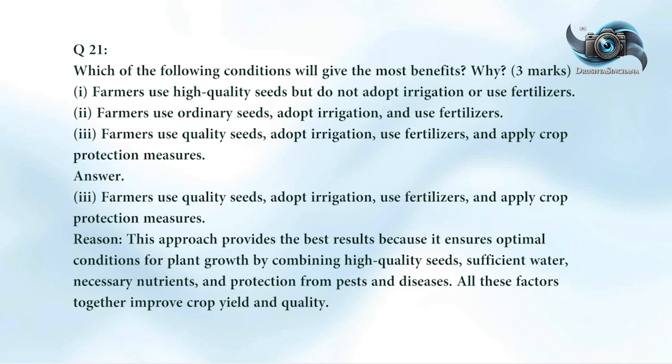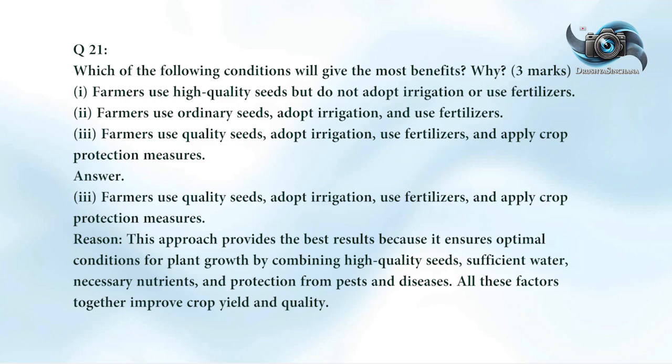Question number 21. Which of the following conditions will give the most benefits? Why? 1. Farmers use high-quality seeds but do not adopt irrigation or use fertilizers. 2. Farmers use ordinary seeds, adopt irrigation, and use fertilizers. 3. Farmers use quality seeds, adopt irrigation, use fertilizers, and apply crop protection measures. Answer. 3. Farmers use quality seeds, adopt irrigation, use fertilizers, and apply crop protection measures.